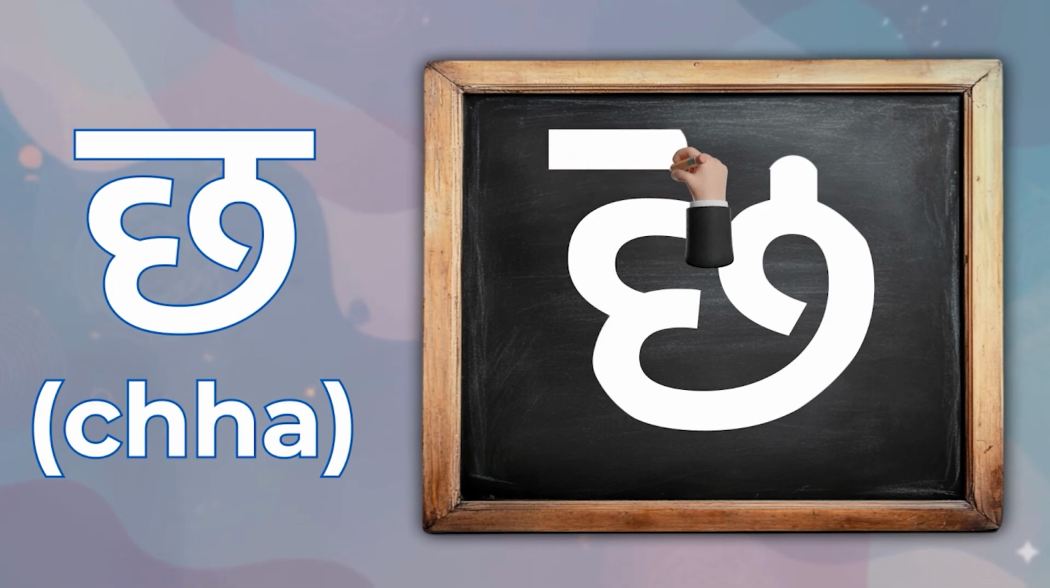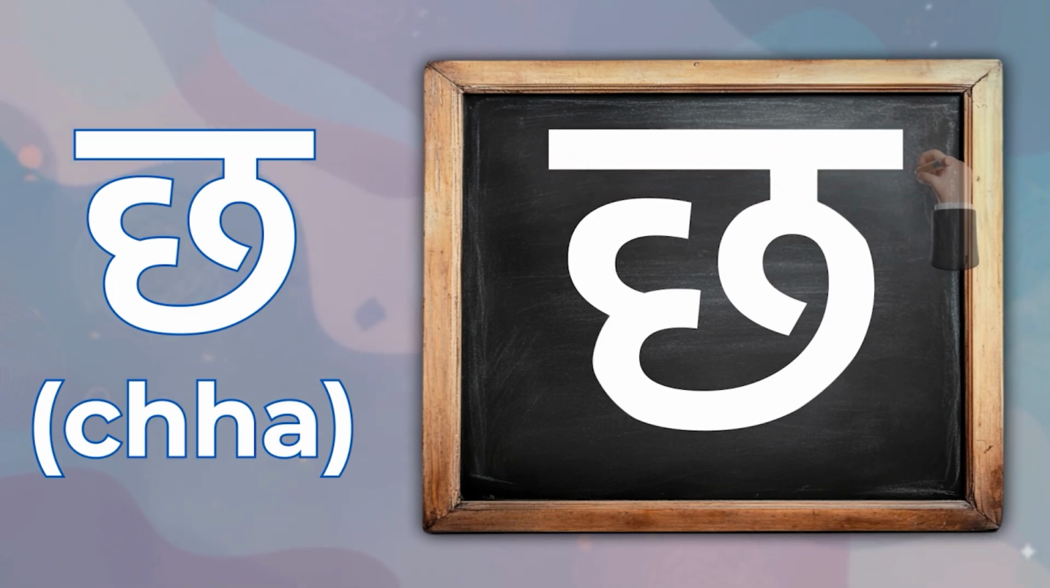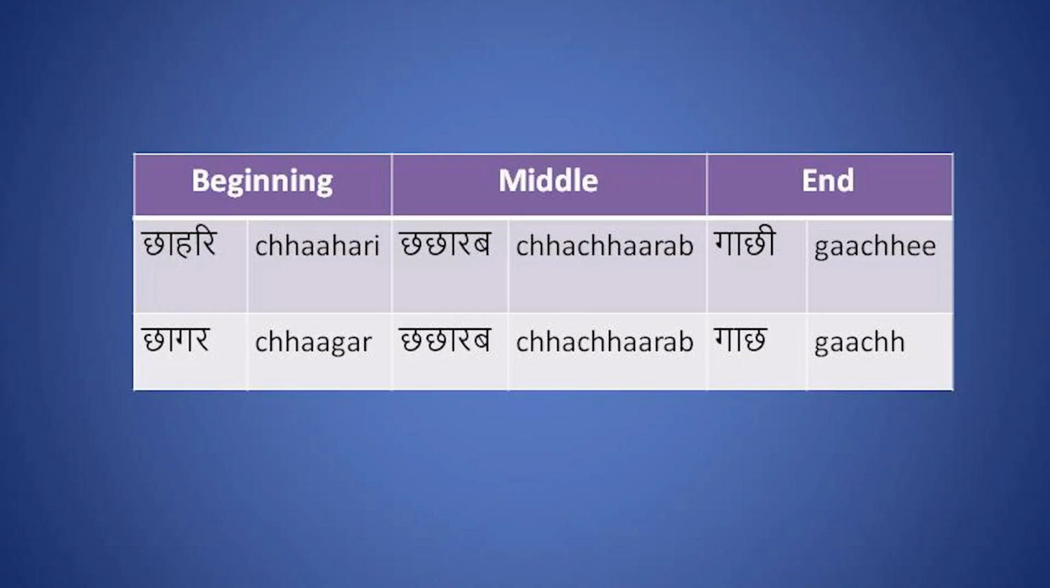Finally, draw the Shirorekha. Now we see that we have written the letter cha. This letter can be used at the beginning, middle and end of a word. Let's look at some examples. छाहिर, छछारब, गाछी, छागर, छछारब, गाछ.